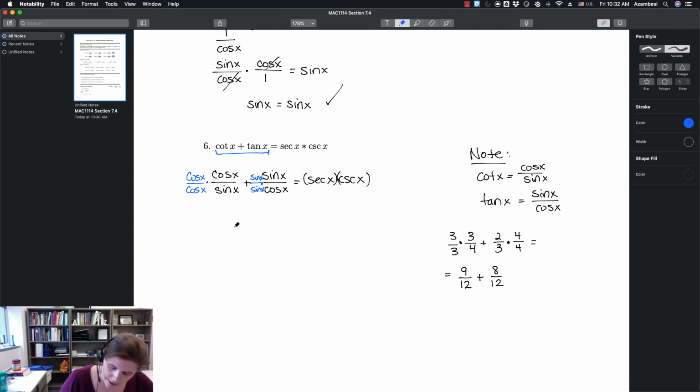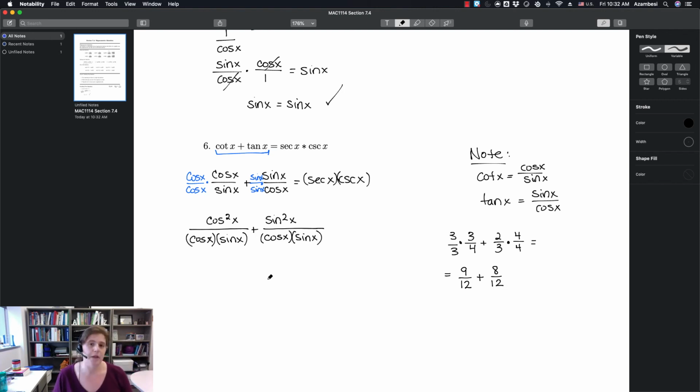All right, multiplying cosine of x times cosine of x gives us cosine squared of x. And in the denominator, I have cosine of x times sine of x. Sine times sine gives me sine squared. And in the denominator, I'm going to write it in the same order. Remember that if you're multiplying 2 times 3, it's the same as 3 times 2, so you can switch the order in multiplication. All right, so cosine of x times sine of x, and we're equal to secant of x times cosecant of x.